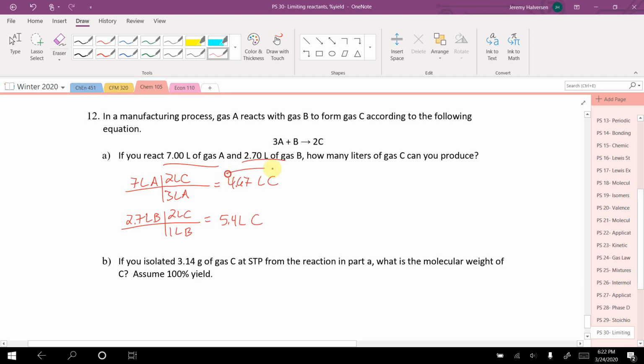So how much can I actually make? Well, I'm actually just going to make 4.67 because my A is going to run out before my B does. If you isolate 3.14 grams of gas C at STP from the reaction in part A, what is the molecular weight of C?